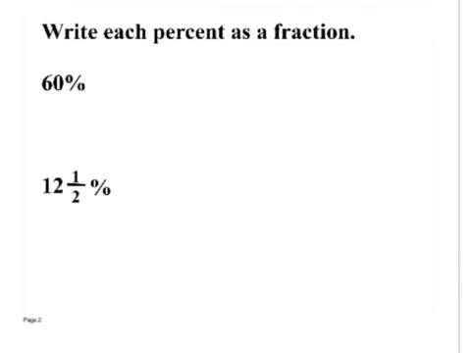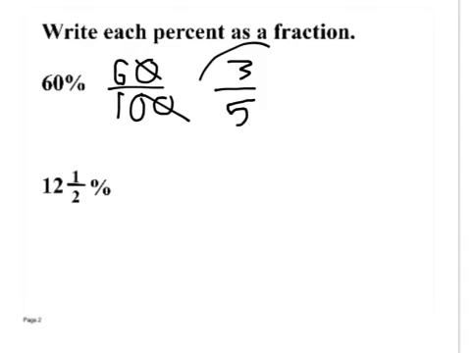We'll write this down. Write each percent as a fraction. So remember, 60%, that's just 60 over 100. Which I can divide both sides by 10 and make that 6 over 10. Which I can take 2 out of each and get 3/5. So 60% is 3/5.